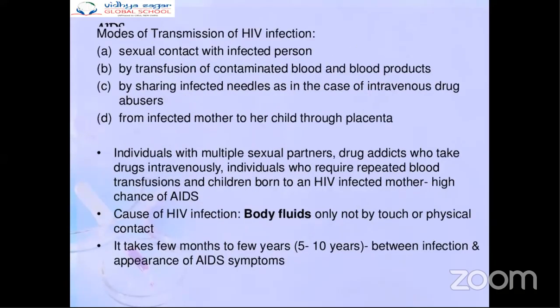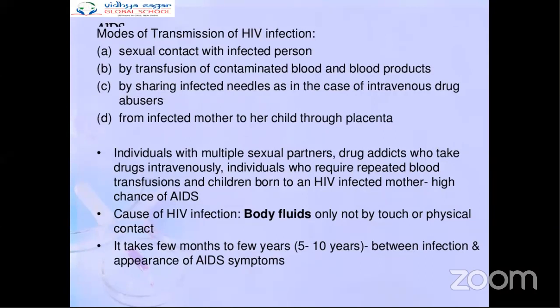So mode of transmission, how the transmission of HIV occurs. It may occur in the following ways: by sexual contact with the infected person, by transfusion of contaminated blood and blood products, by sharing infected needles, mostly the drug abusers who share the same needles, and from an infected mother to her child through the placenta. So it is not spread by mere touch or by physical contact. It is only spread through body fluids.